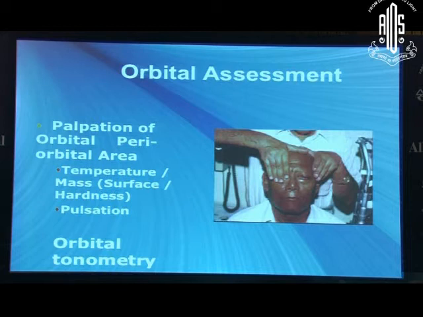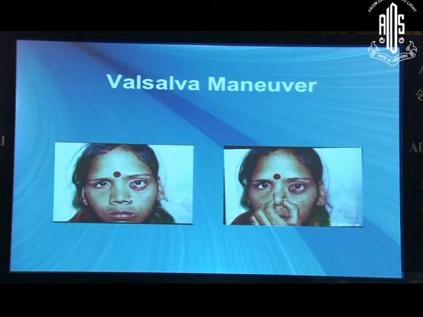You also need to assess the proptosis by palpation. You need to see whether there is a raised temperature, whether the tumor is hard, whether it is compressible. The compressibility is tested by orbital tonometry and tells you that you are possibly dealing with something like a hemangioma, which compresses easily, or a malignant tumor which does not compress at all, where the orbital tension is raised.